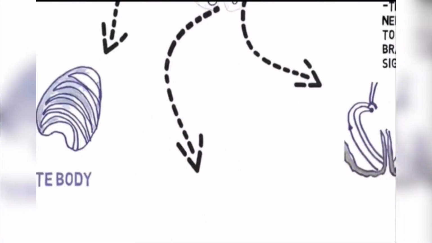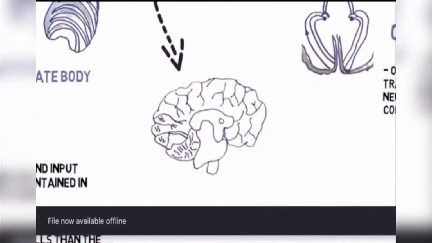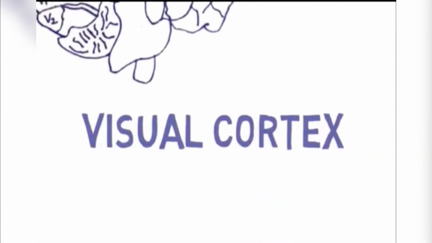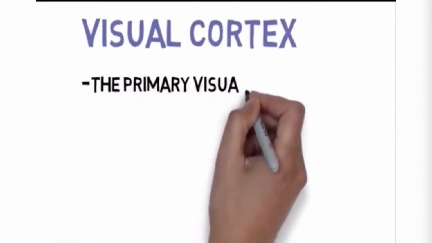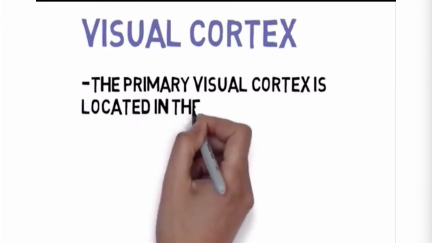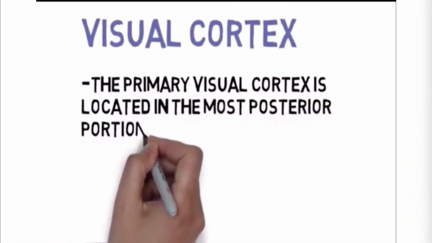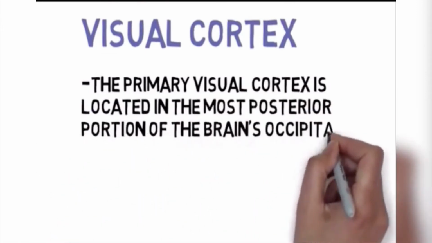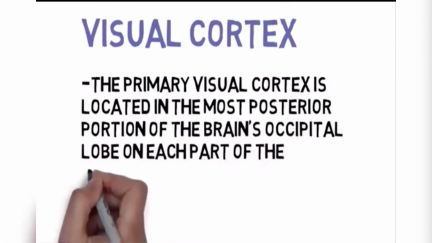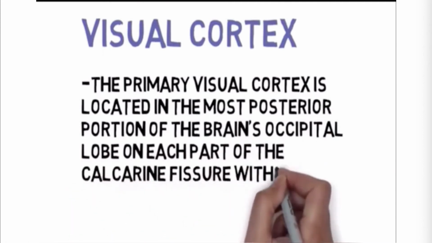So this is the last part of the visual pathway: the visual cortex. The primary visual cortex is located in the most posterior portion of the brain's occipital lobe, on each side of the calcarine fissure.